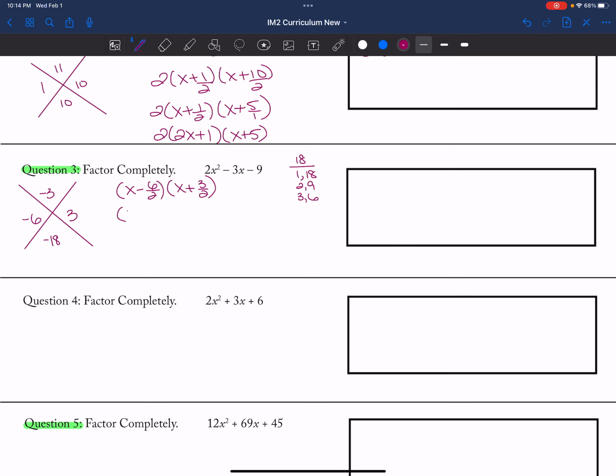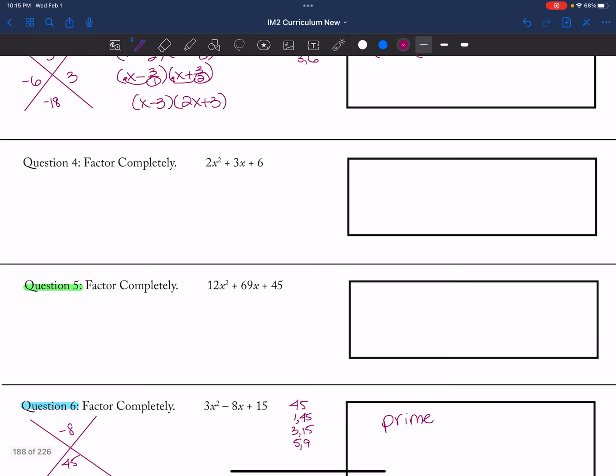And then again, I reduce, so x minus 3 over 1, and then x plus 3 over 2. So I take what's in the bottom and bring it to the top, what's in the bottom and bring it to the top. So I have an x minus 3 and a 2x plus 3. Oh my gosh. Okay, so x minus 3 and 2x plus 3. Moving right along.